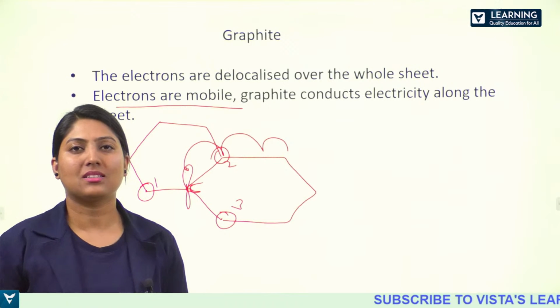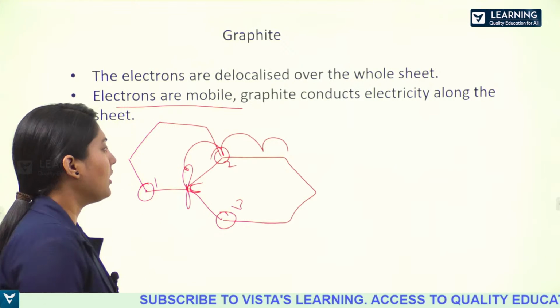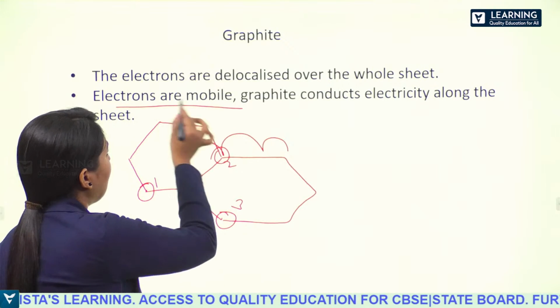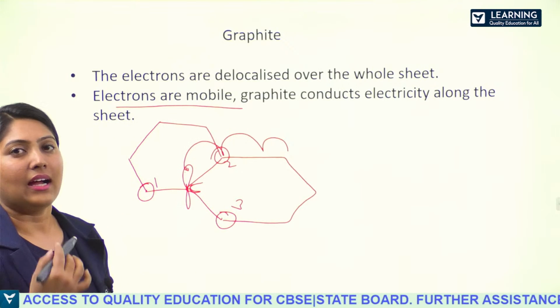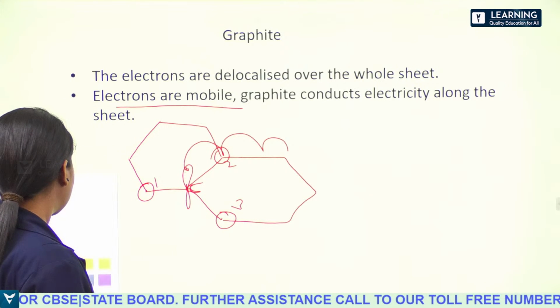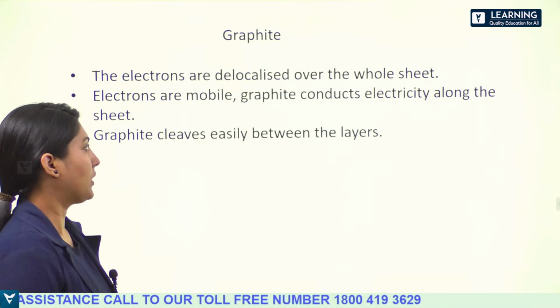What do you mean by electricity? Movement of electrons leads to the electric current, right? So here electrons are present which are free to move. So the electrons are mobile, and hence we can say graphite can easily conduct electricity. Hence it is called a good conductor of electricity, whereas diamond cannot.